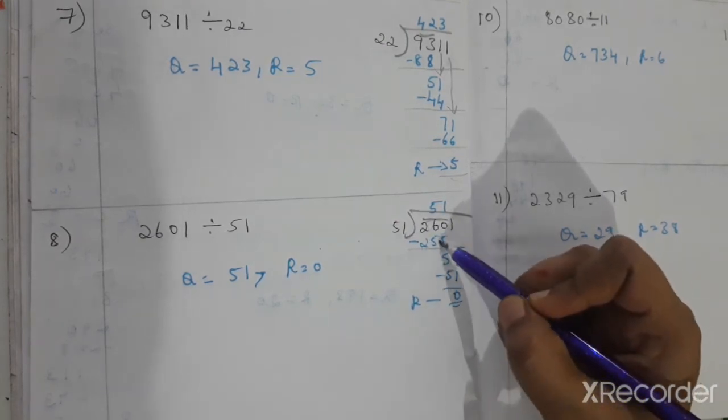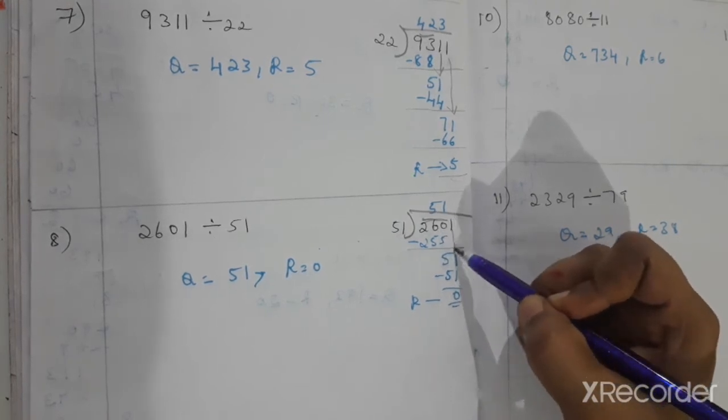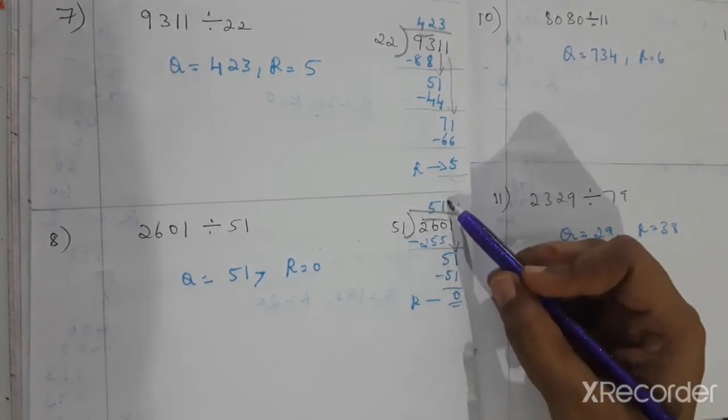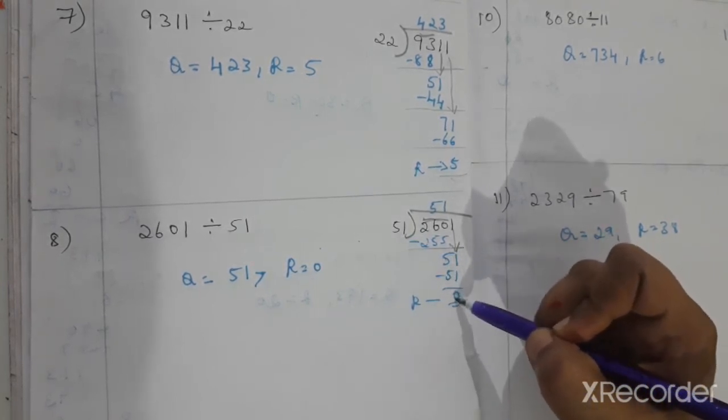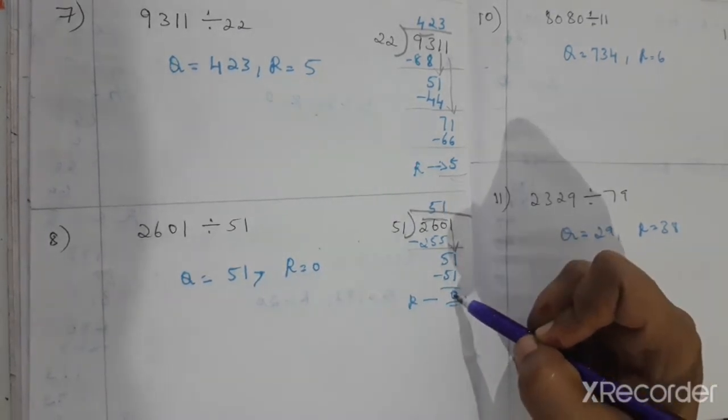Now subtract these two, you get remainder 5 after subtraction, and bring this 1 down, 51. 51 ones are 51. After subtraction remainder is 0. Quotient is 51. Remainder is 0.